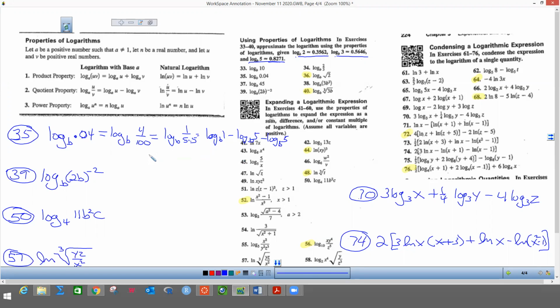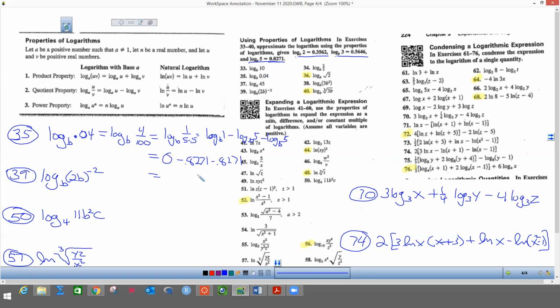Okay, so then we're supposed to know that log base anything of 1 is 0. Log base b of 5 up here says that's 0.8271. And log base b of 5 is the same thing, so that's minus another 0.8271. So we add those two together.